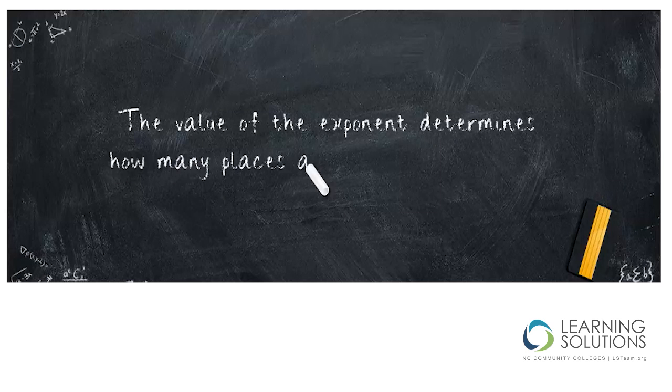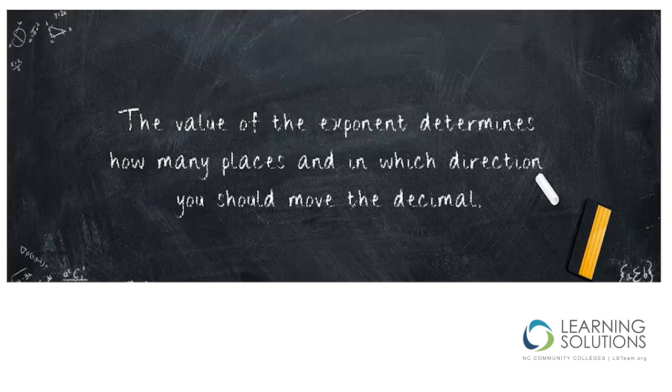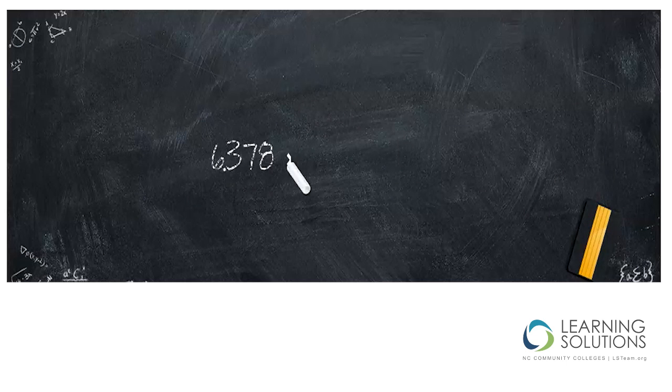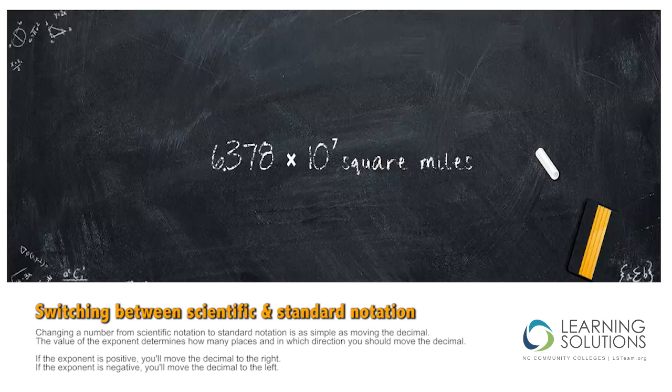Changing a number from scientific notation to standard notation, or from standard notation to scientific notation, is as simple as moving the decimal. Let's look at the area of the Pacific Ocean, which is 6.378 times 10 to the power of 7 square miles. The exponent is positive 7, so you know the number in standard notation will be much greater than 1. You will move the decimal 7 places to the right. Now we can see that the Pacific Ocean is 63,780,000 square miles when written in standard notation.